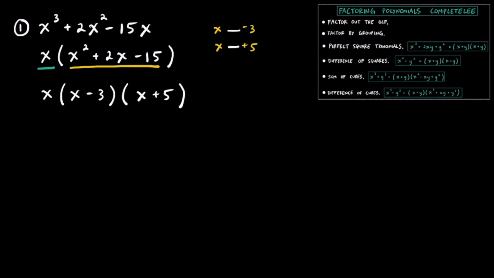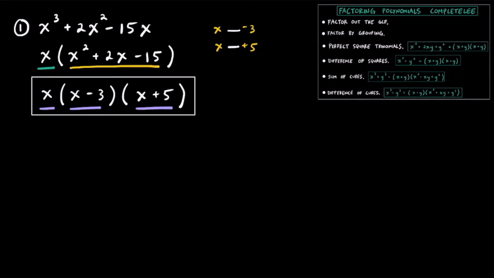All right, so at this point, when we have all linear binomials or terms, we can't do anything more. So just keep in mind that this can't be factored, this can't be factored, and this can't be factored. This right here is the fully factored version of our original polynomial.